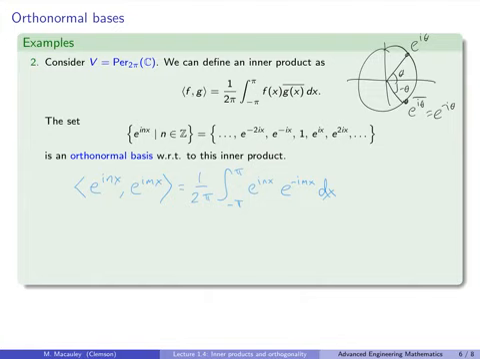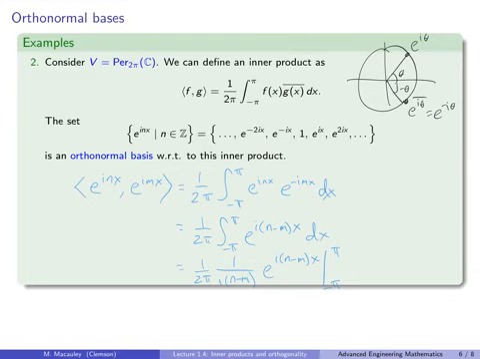So this integral, let's just do it. It's 1 over 2 pi times the integral from negative pi to pi of e to the i times (n minus m) times x dx, right? We can do this integral. This is 1 over 2 pi times 1 over i times (n minus m) times e to the i (n minus m) x from negative pi to pi.